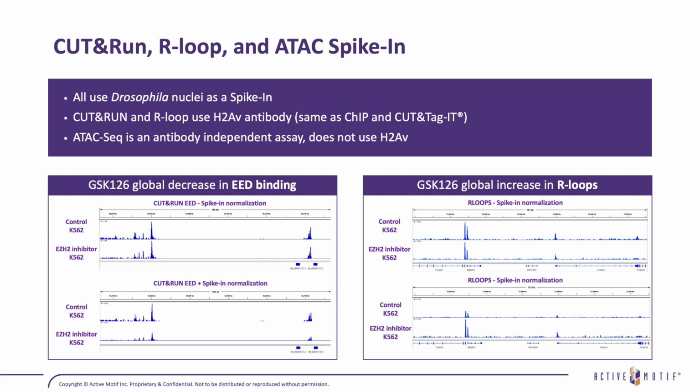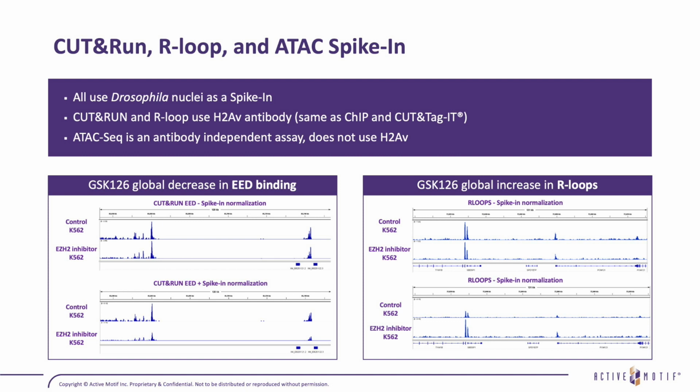So for CUT&RUN, we used an EZH2 inhibitor. Instead of using antibodies to H3K27 trimethyl, we used an antibody to EED. So EED is a protein that's in the polycomb complex. EED directs binding of the polycomb to H3K27 trimethyl. So in the presence of an EZH2 inhibitor, we expect a decrease in EED binding. So again, without the spike-in, we don't see that expected decrease. And with the spike-in, we see a reduction in EED binding.